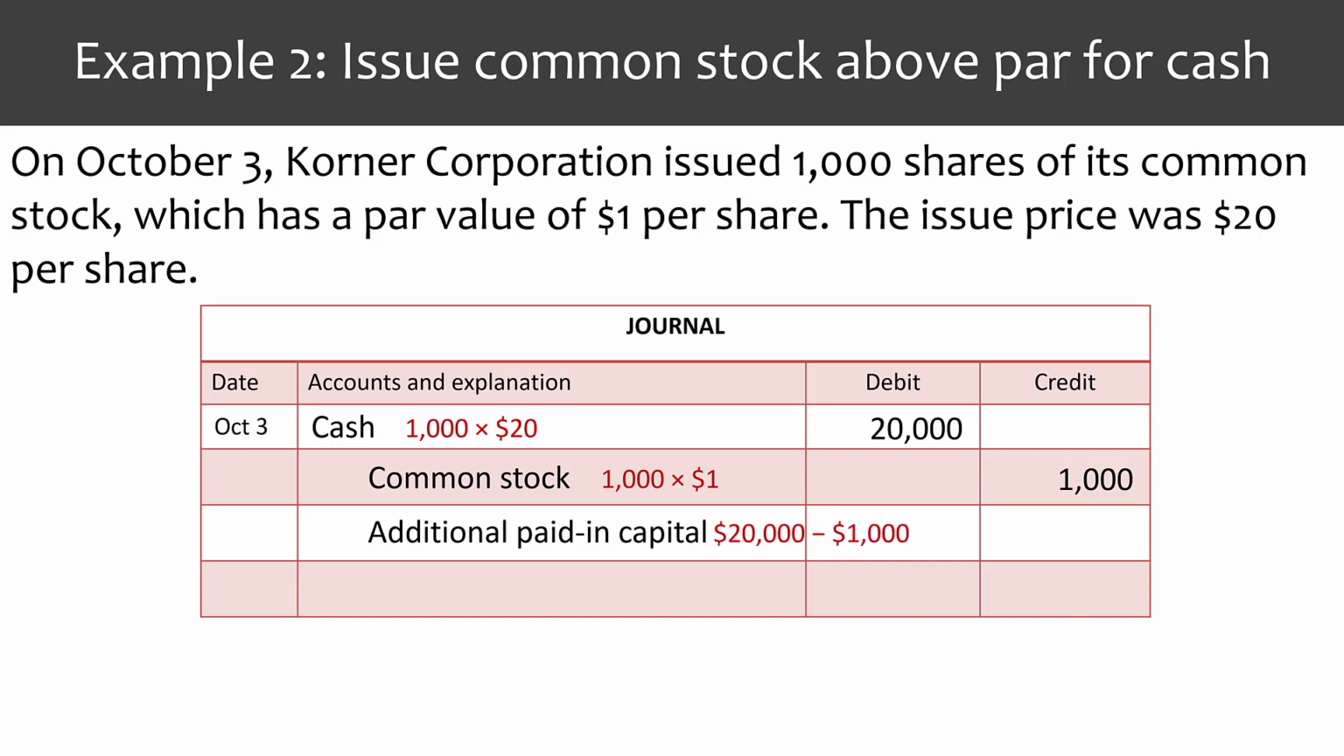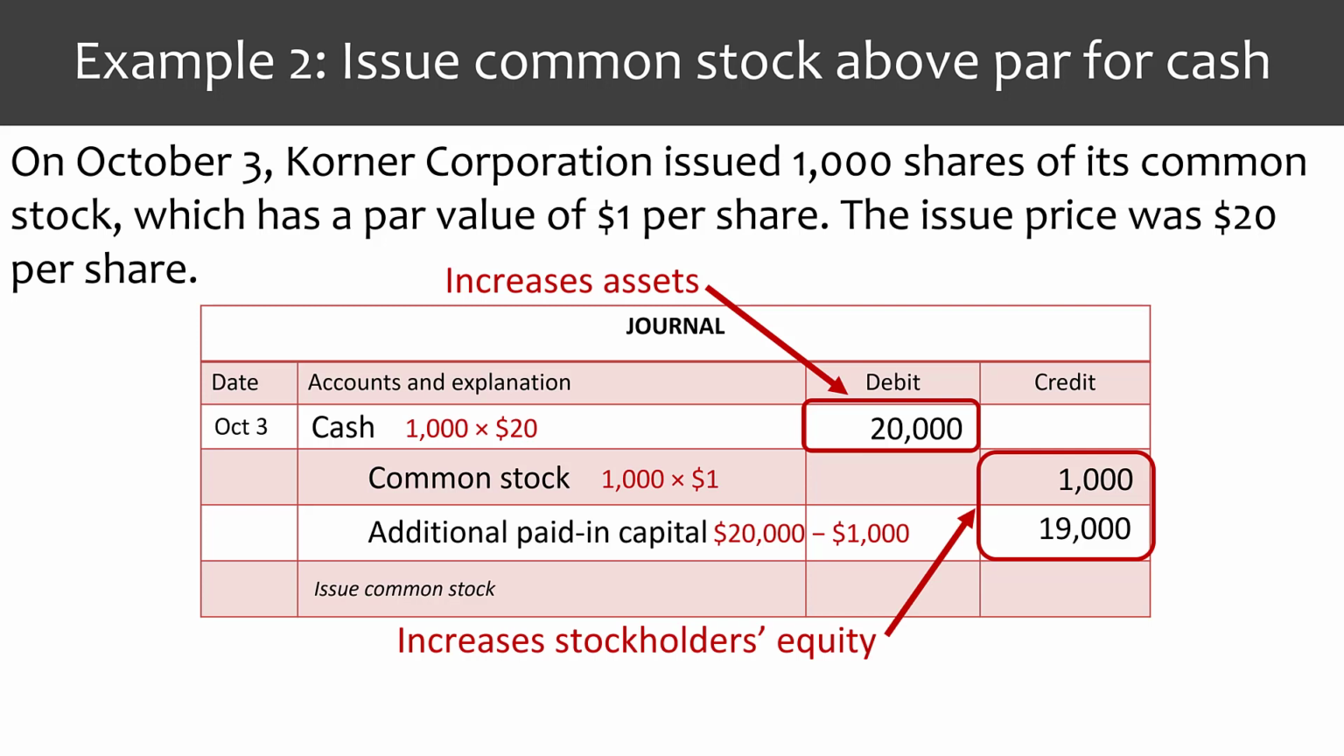And what we're going to do here is calculate the difference. What do we need the credit to be? It's going to be everything above par value. In this case, it's $19,000. And that's how we issue common stock at a price above par. So how does this impact our balance sheet? Well, again, cash is increased, so assets go up. And stockholders' equity is also increased. Both common stock and additional paid-in capital are stockholders' equity accounts.